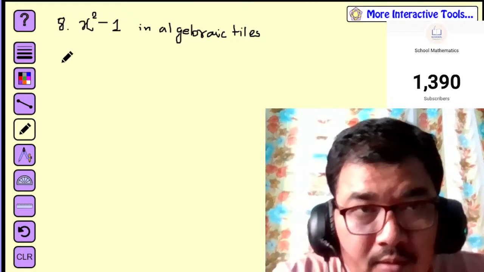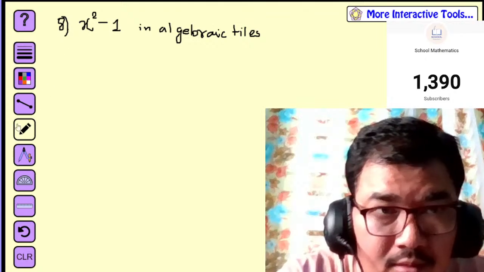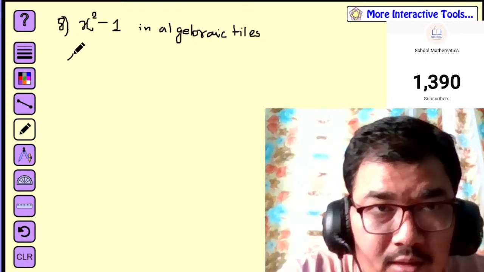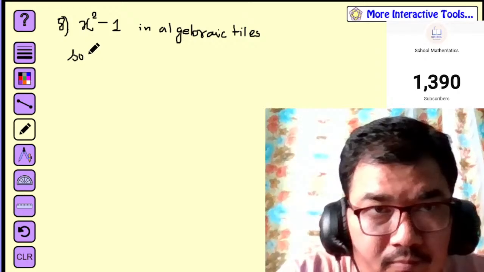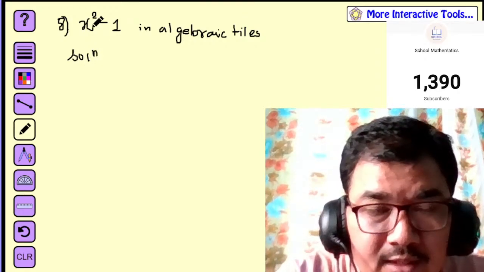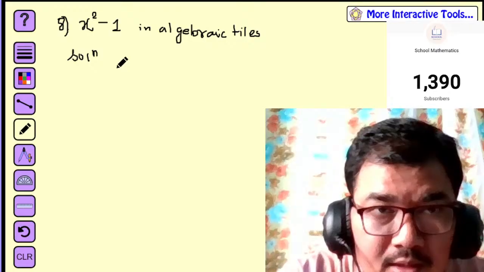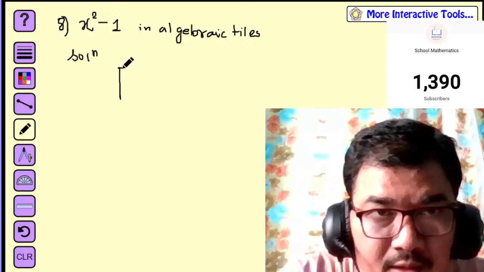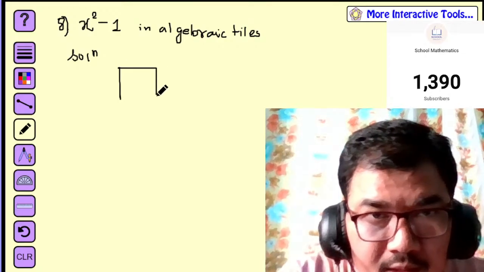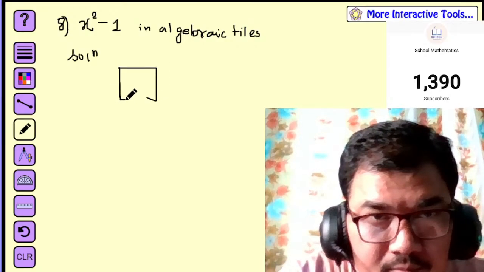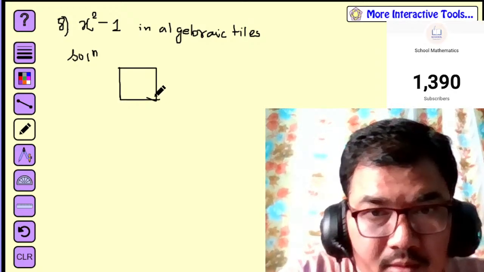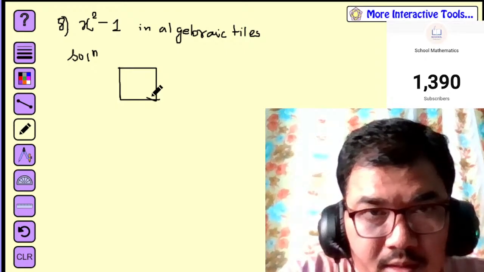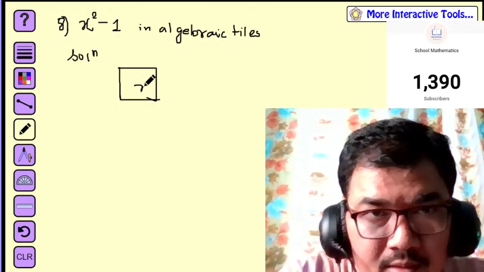See here, children, that I want to show you here. First, there is in the solution right here. How to show this x square minus 1 in algebraic tile? That we know this is one big square tile, okay? This is a square tile. Its value is here x square, right?